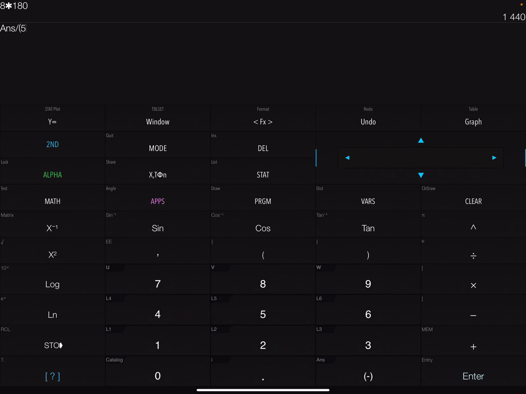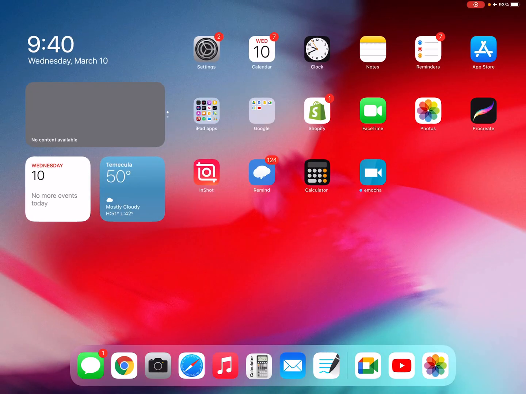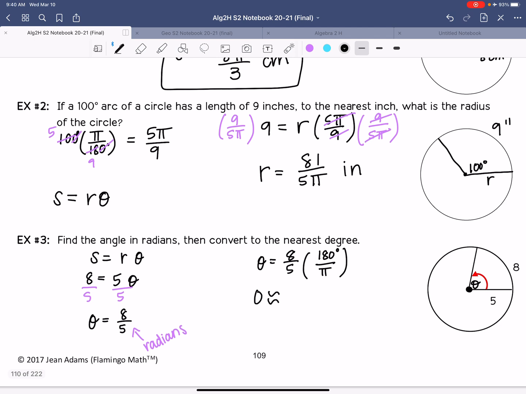I'm going to use 5. And where is my pi button? So pi is right here. I think it's on the second. There it is. Okay, equals 91.673. So theta is approximately 91.673 degrees. And then it does tell us to round to the nearest whole degree. So theta is approximately 92 degrees.